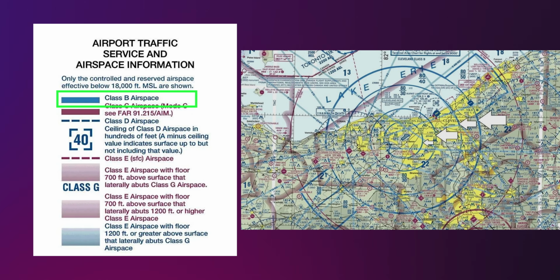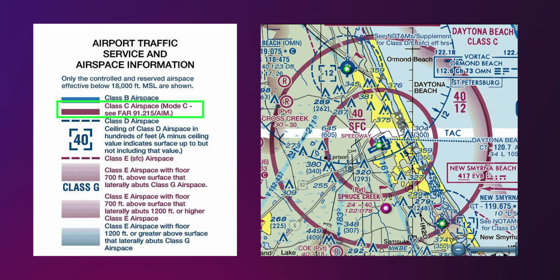Knowing the classes in the abstract is one thing. Being able to look at a sectional chart, either on the exam or on your phone before a shoot, and immediately identify what you're looking at is the actual skill. Let's walk through the visual language. The color and line style is your guide. Solid blue lines, that's Class B. Numbers show floor and ceiling in hundreds of feet. SFC means surface.